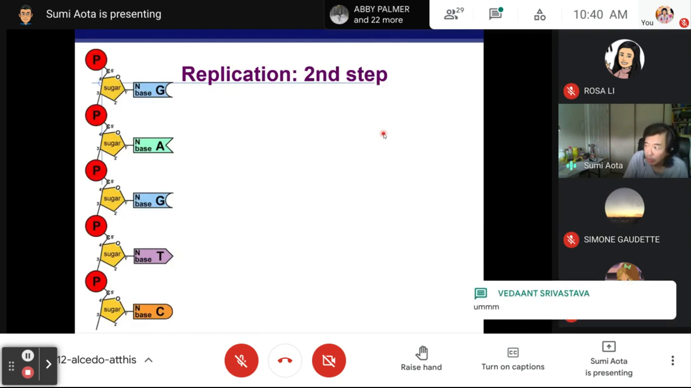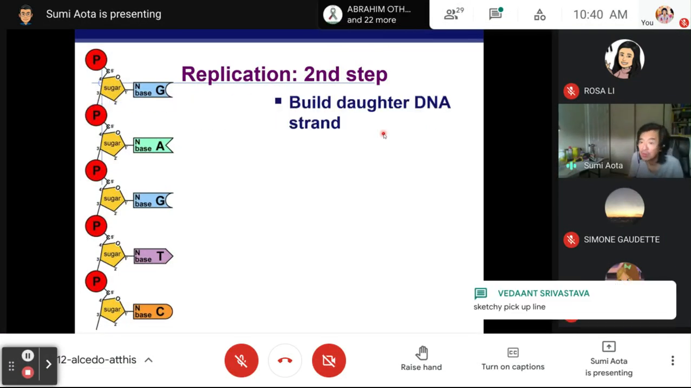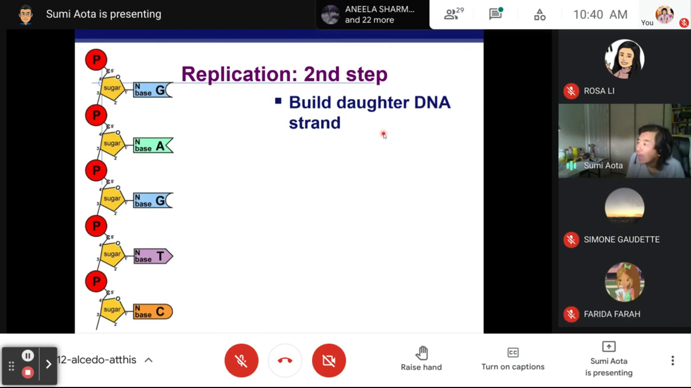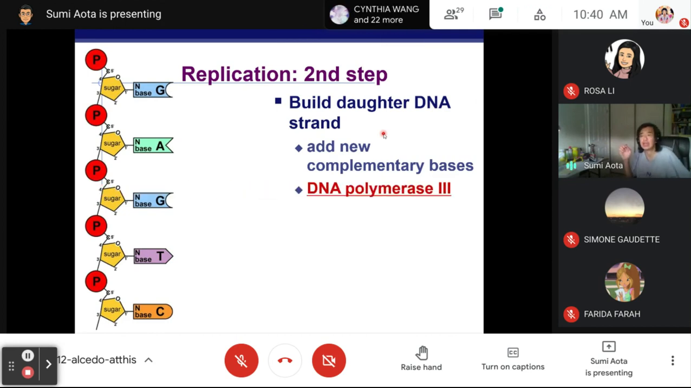All right. Step 2 of replication is the actual copying. It's an old biology joke. So, yeah, there's a lot of them in biology. The goal is to build the daughter strand. So we're going to add the new complementary bases. The enzyme that's going to add the new base is an enzyme by the name of DNA polymerase 3.